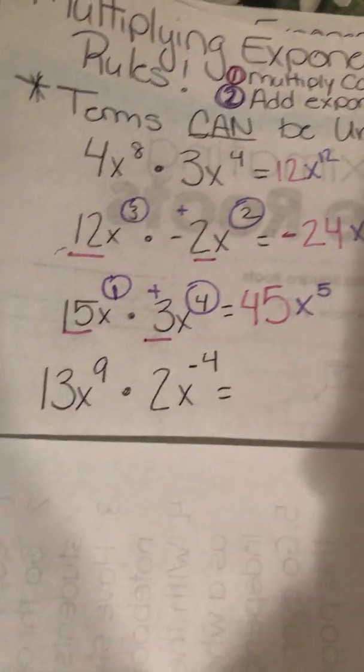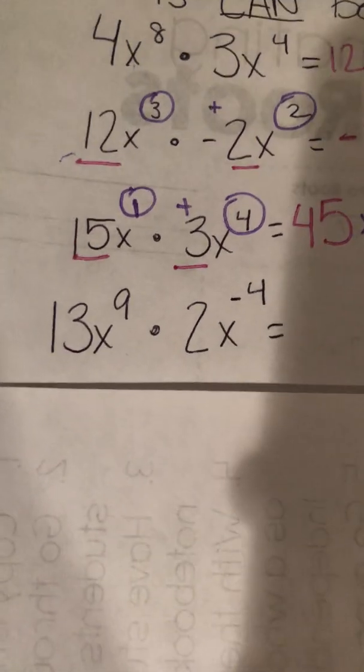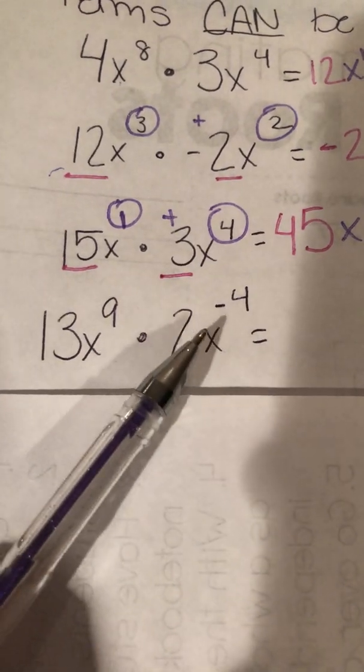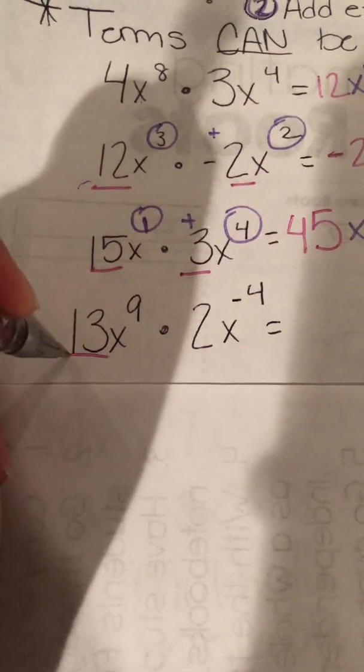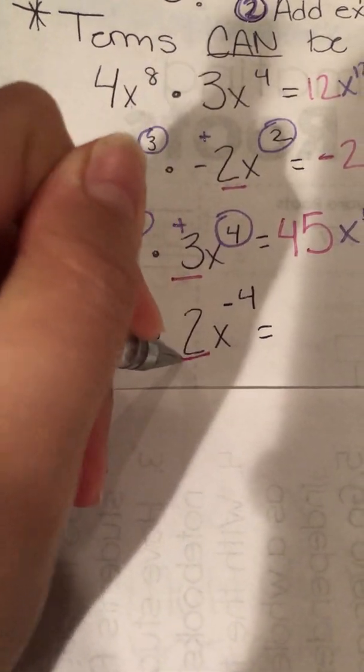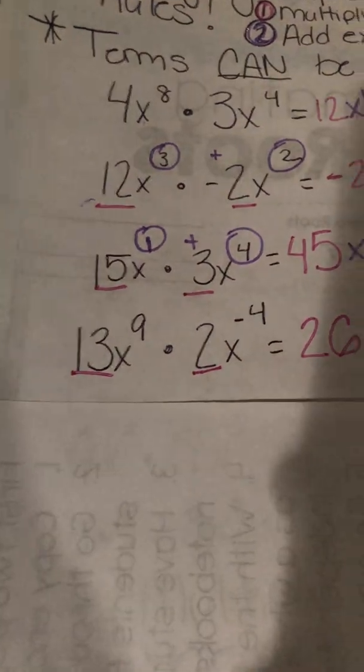All right, our next example, we have 13x to the 9th times 2x to the negative 4th. So now I have a negative exponent. We're going to figure out what that means in a little bit. But first, we have to do the first step, which is multiplying the coefficients. 13 and 2 are the numbers in front of x, so those are my coefficients. 13 times 2 is 26.